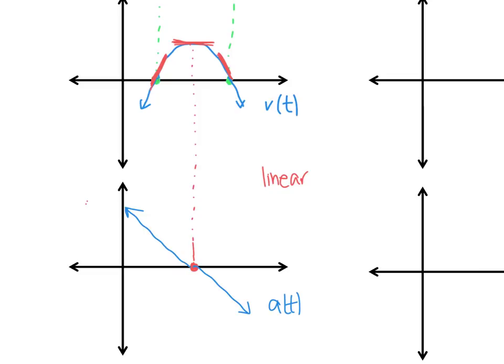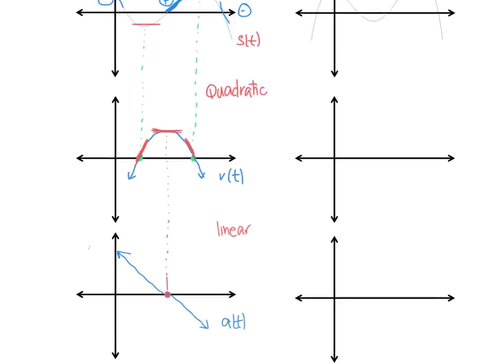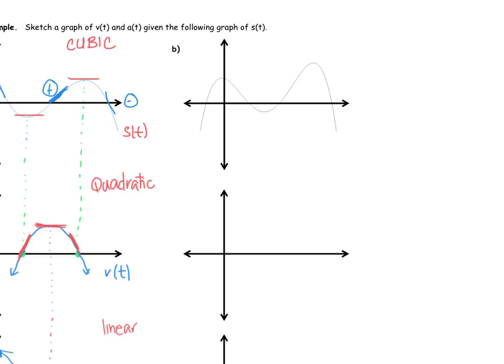So now I'm going to have you try one of these on your own. So you're going to start with this quartic function at the top. I want you to go ahead and use this as your S at t. And then you're going to graph your velocity, and then at the bottom you're going to graph your acceleration function.